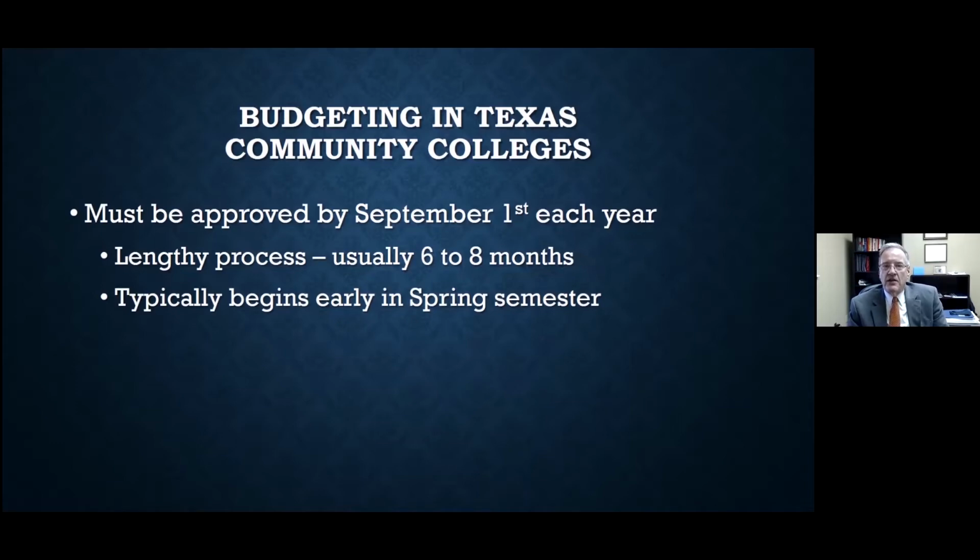And the budgeting process at Texas community colleges is an extensive process, and it usually takes about 6 to 8 months of planning. In order to be ready for that September 1 deadline, most colleges begin early in the spring semester, maybe in January, but I would think most schools, definitely by the time spring break rolls around in March, has begun the budgeting process.